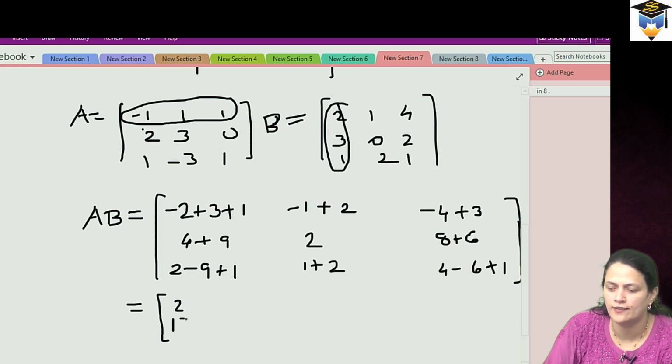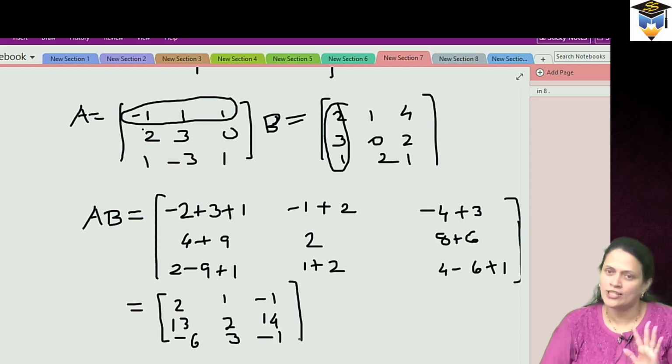This is 13. This is going to be 3 and -6. This will become 1, 2, 3, -1 and -1. Okay, so this you have understood.